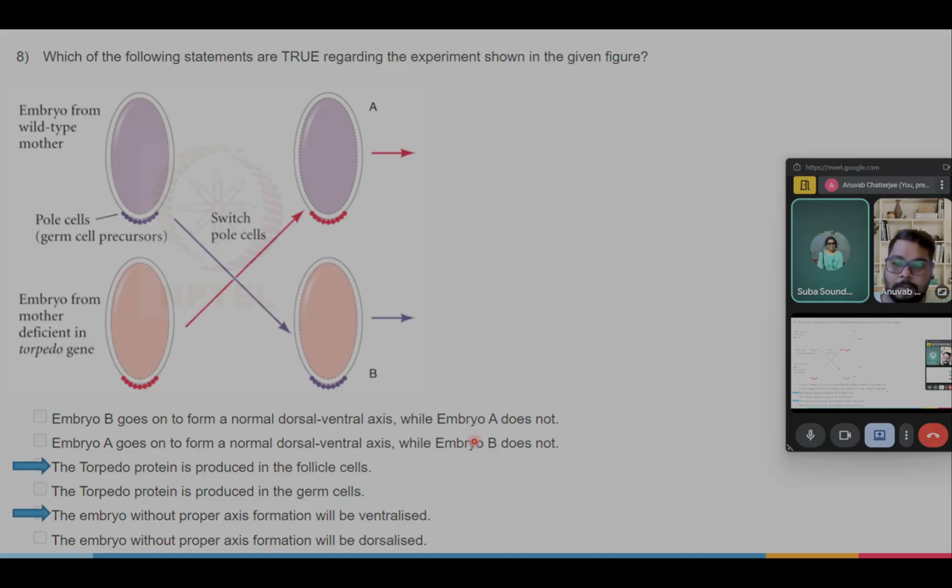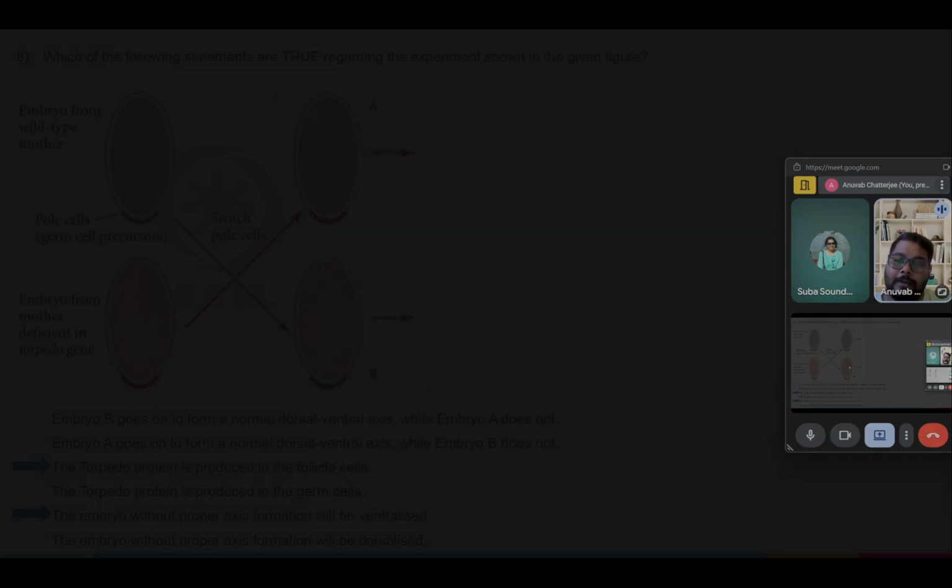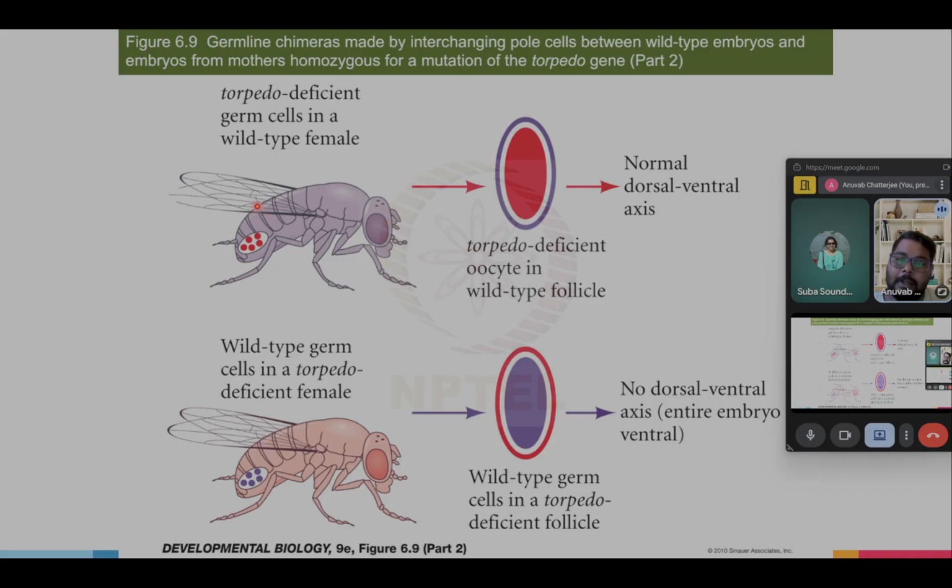Okay, just one more thing. The first two options are not correct. The reason being, see, this embryo is already formed, and this embryo is also already formed. The pole cells will form the egg chamber for the next generation. So both these A and B embryos will give rise to perfectly viable adults.